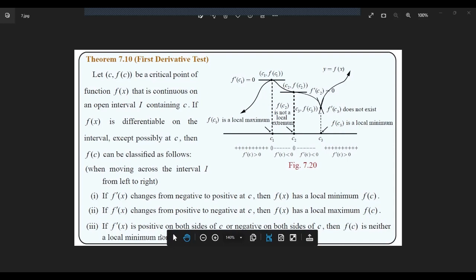If f dash of x is positive on both sides of C or negative on both sides of C, then f of C is neither a local minimum nor a maximum. For example, it is shown by the point C2, where it is negative to the left side and negative to the right side, so it is neither a local minimum nor a maximum.